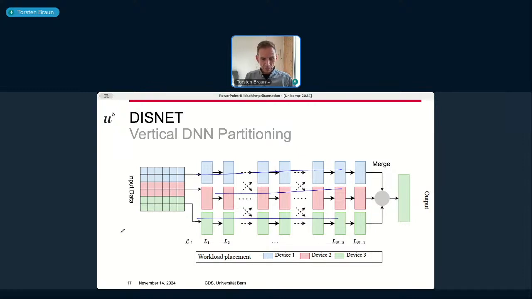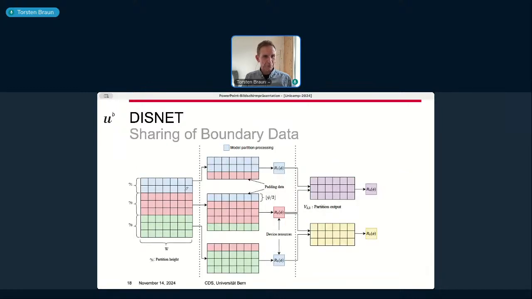But in reality, it's not as easy as it is shown here. What we have to do is we also have to deliver part of the data to one other device from here and also from here. So basically, we have to copy the data also between the devices in order to support this vertical splitting we try to implement here.